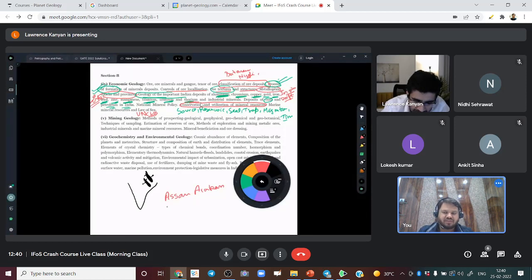Similarly, in the law of the sea, there is UNCLOS, the United Nations Convention on the Law of the Sea. So this you have covered in general studies also. The same thing.